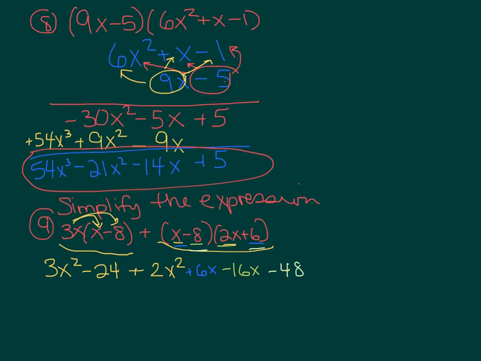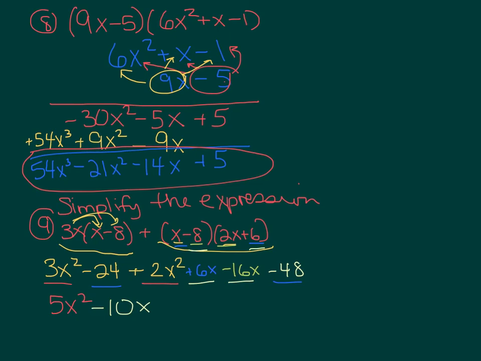The last thing I need to do is put all of my like terms together. There are a bunch of them. So starting with my x squareds, I have 3x to the second plus 2x to the second, which gives me 5x to the second. Next, I'm going to do my next highest term, which is my x's. So I have 6x minus 16x. That gives me minus 10x. Finally, I have negative 24 minus 48.